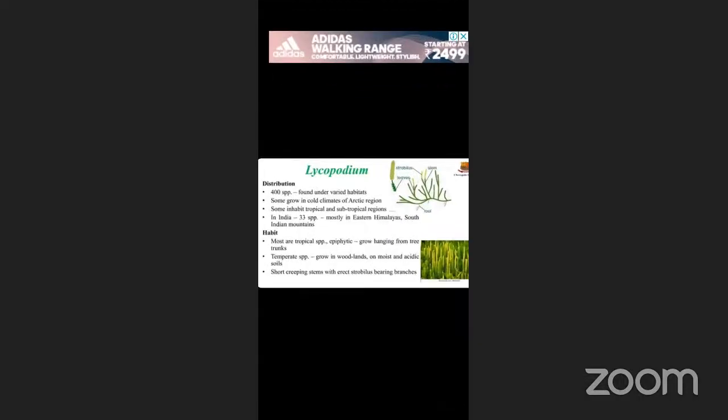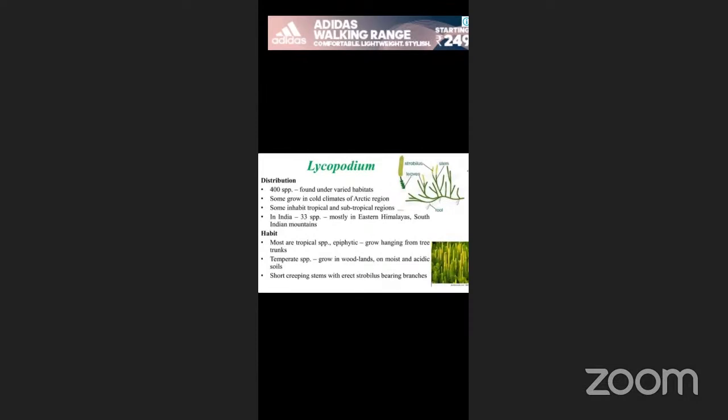So here the Lycopodium, see here, this one is the Lycopodium plant. Lycopodium is commonly called the club mosses. Club-like structures are there, so that's why we call it the club mosses. Coming to the classification of Lycopodium, the division is Lycophyta, the class is Eligulopsida, the order is Lycopodiales, the family is Lycopodiaceae, and the genus is Lycopodium.